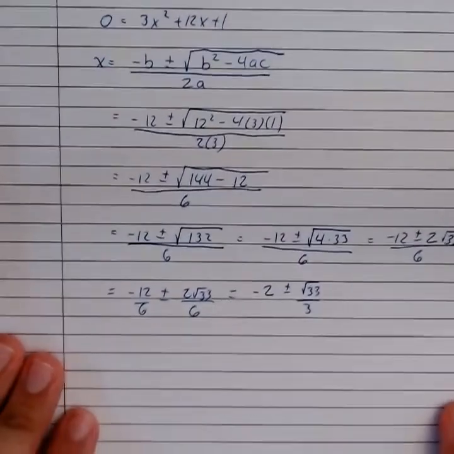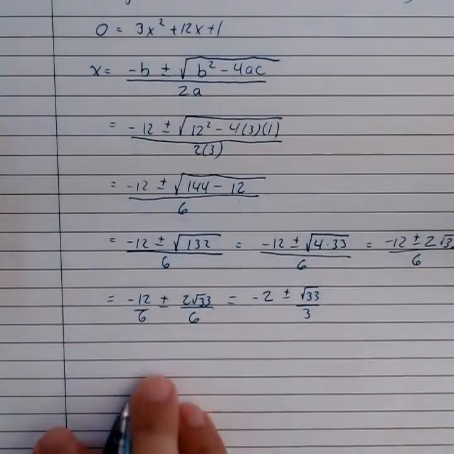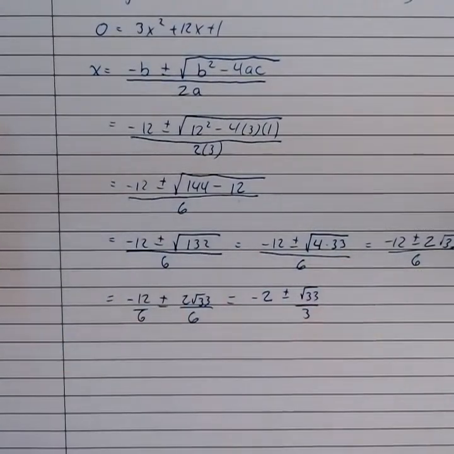Let me go ahead and write these all down. If you are going to complete the square, then you complete the square, get it in the vertex form, and you're good. You can go from there.